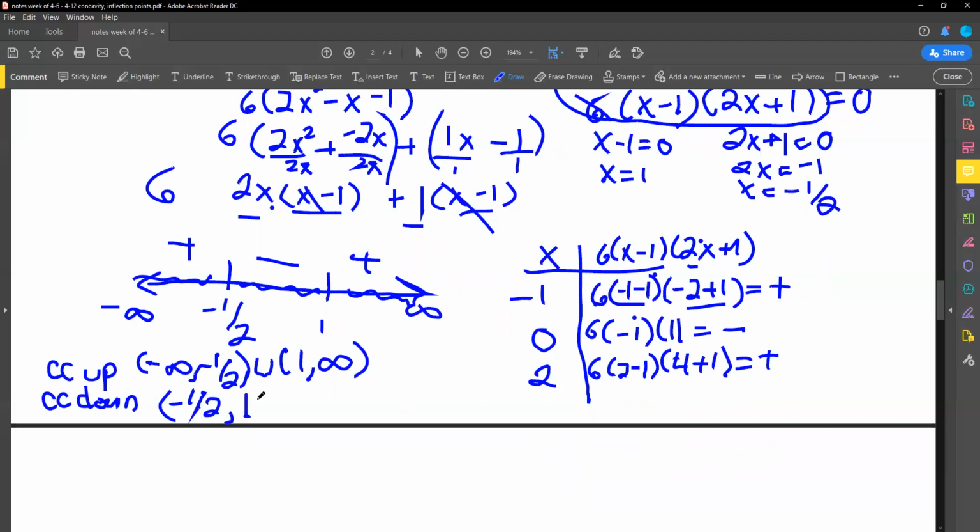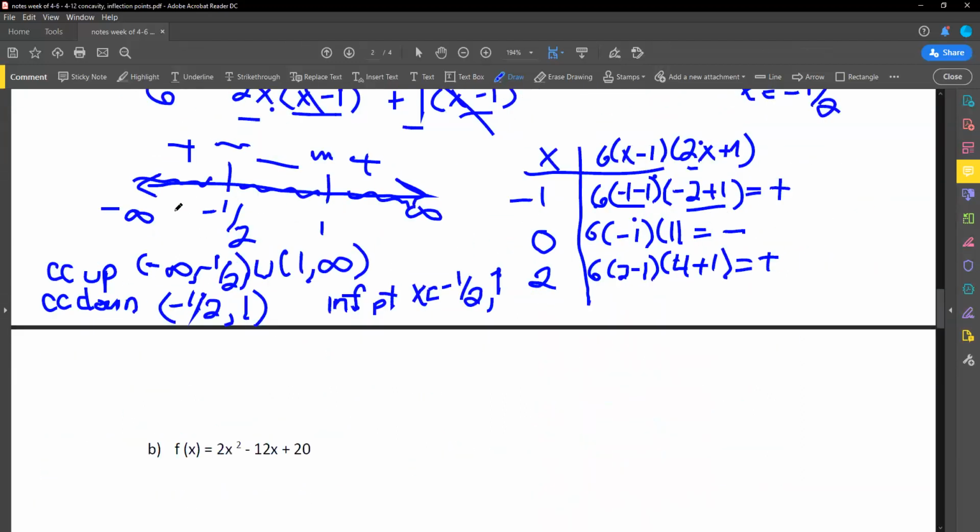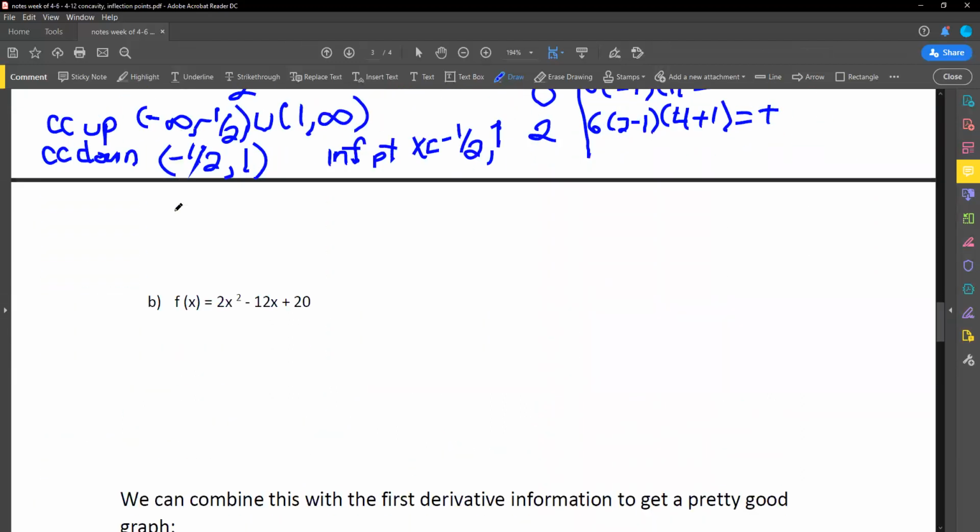Because the concavity changes both here and here, -1/2 and 1 are both inflection points, because the second derivative changes sign. So inflection points would be x equals -1/2 or x equals 1. If I want the y coordinate, I'm going to go back to the original function and plug it in to get the y coordinate. Okay, all right, so let's work another example.